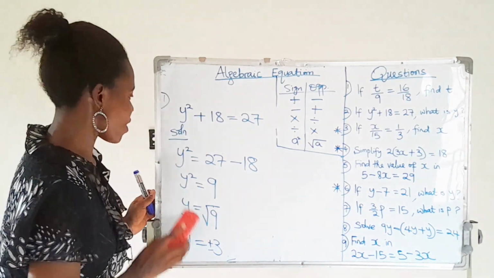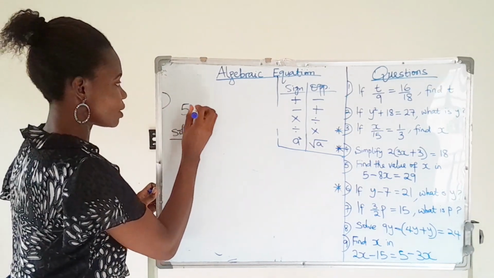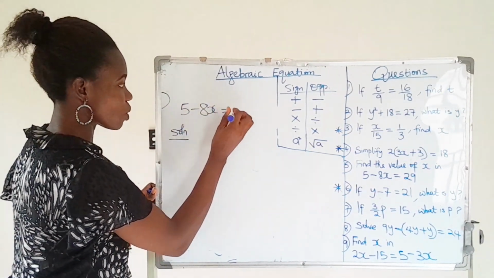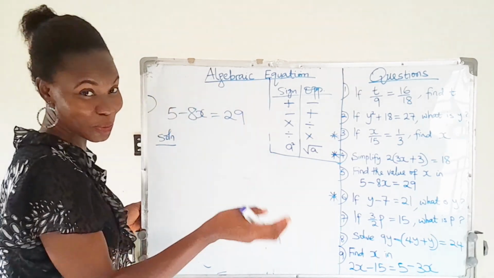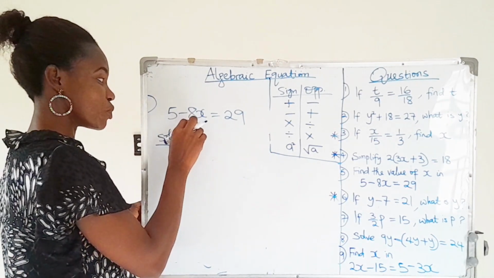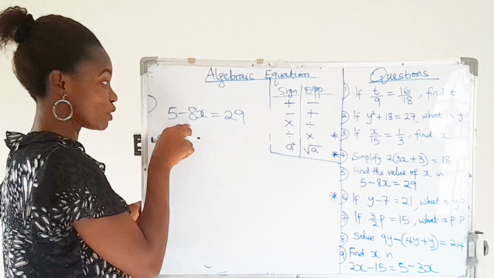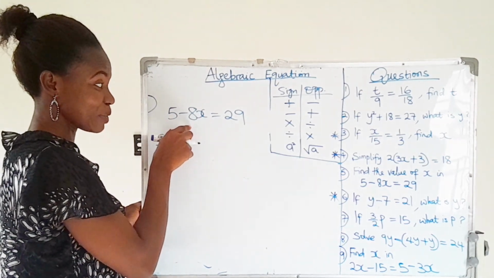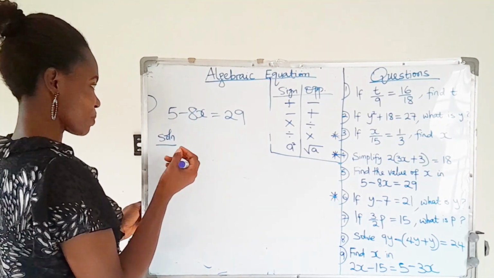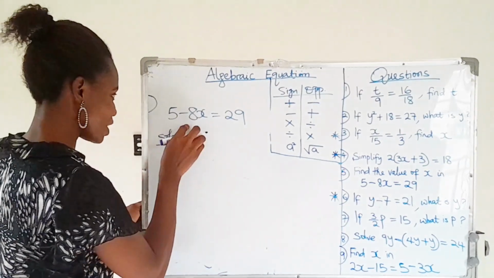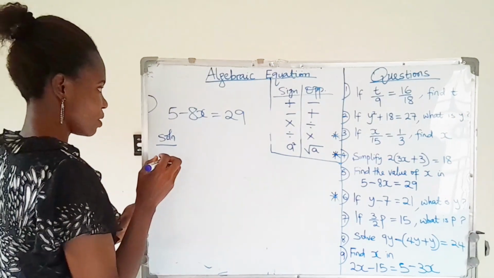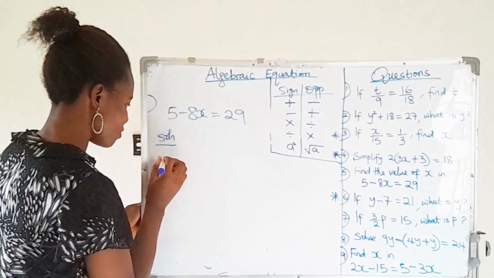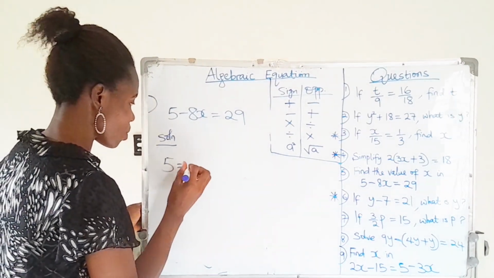Alright, we go to number 5. 5 minus 8x is equal to 20. So what we do first is, we have so many methods, like I said. The one I'm using for this video is I'm going to first of all make this minus 8x positive. So if I make it positive, that means that I'm moving it to this side, right? So if I move it to that side, this 5 will remain here.